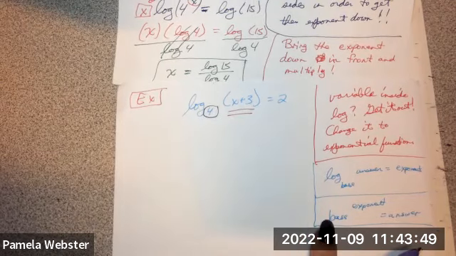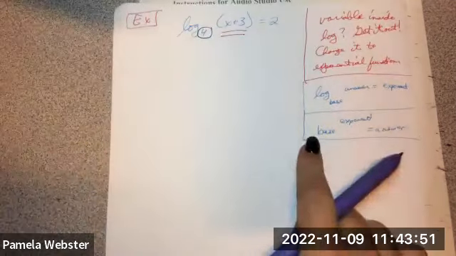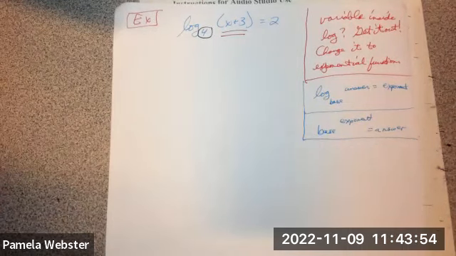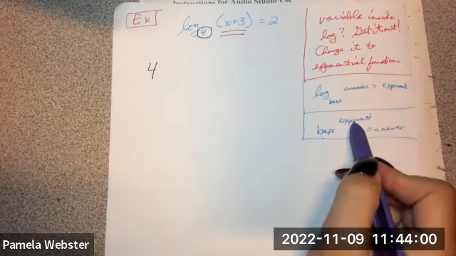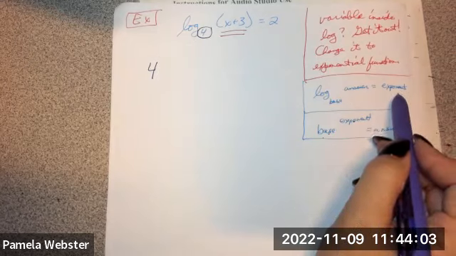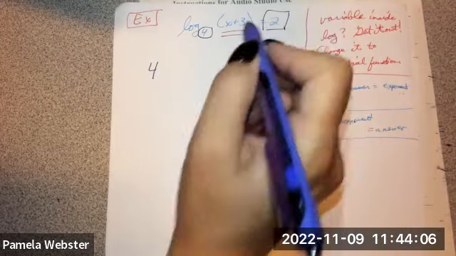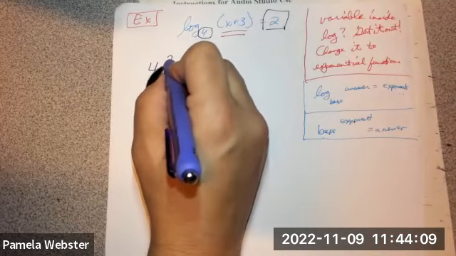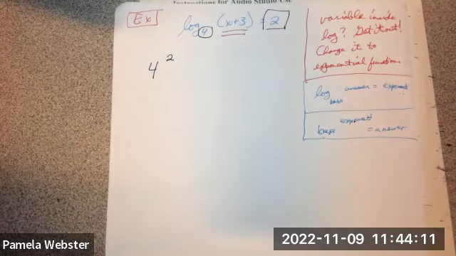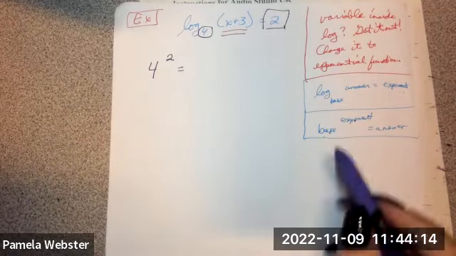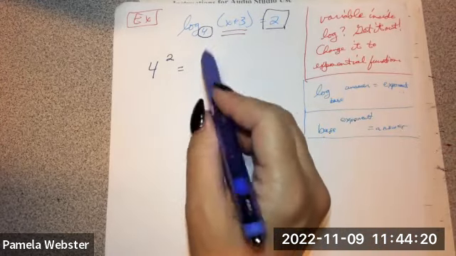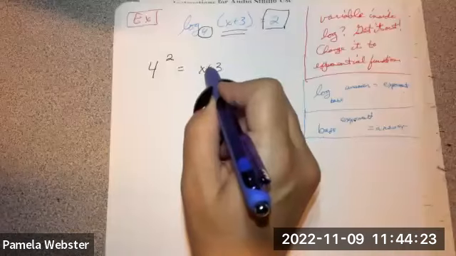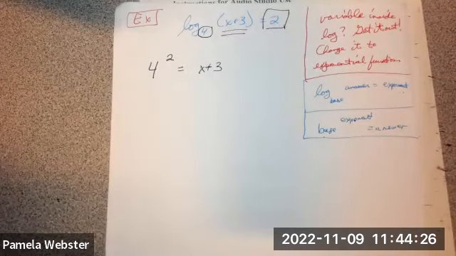So I'm going to change it into exponential here by putting the base at the bottom. 4 to the exponent is going to be right here. But in the log function, the exponent part is over here by itself. That's the 2. So 4 squared is going to equal the answer part. Well, we said the answer part was all that stuff that's inside the log, so that's the x plus 3. 4 squared equals x plus 3. Oh, look at that. I can work with that.